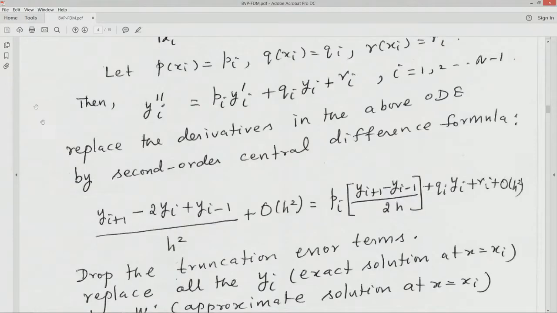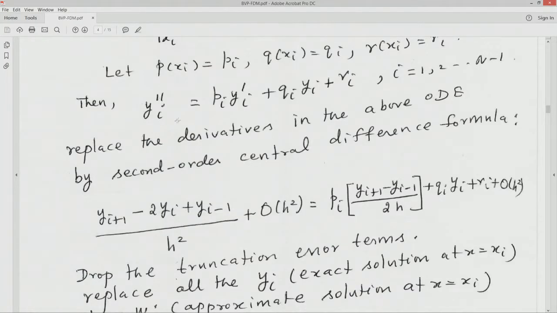What did we say? Our goal in the finite difference method is to replace each derivative that appears in the differential equation by an appropriate finite difference formula. So, we now replace the second order derivative and the first order derivative by appropriate finite difference formulas. In what follows, we shall consider the second order accurate central difference formula for replacing the second order derivative and the first order derivative which appear in the differential equation governing the boundary value problem.